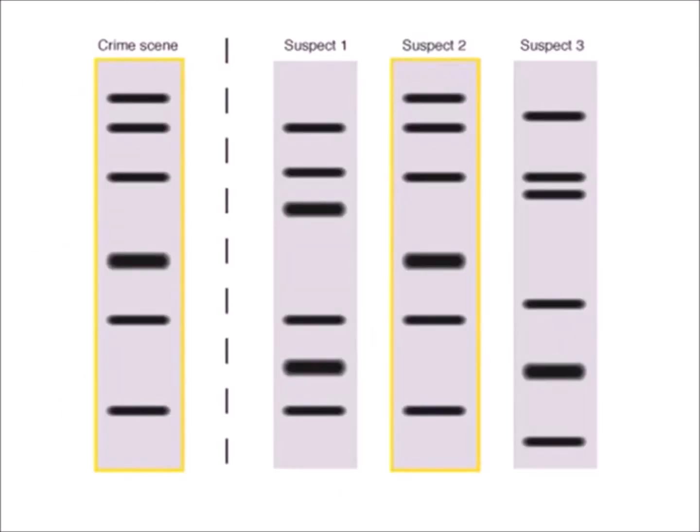This slide explains the final result of DNA fingerprinting. The first band shows the DNA obtained from the crime scene. Then there are 3 suspects: suspect 1, suspect 2 and suspect 3. From these suspected persons, the DNA which matches the crime scene DNA is suspect 2. In suspect 2, all the bands are similar to the crime scene. Hence, the criminal is suspect 2.